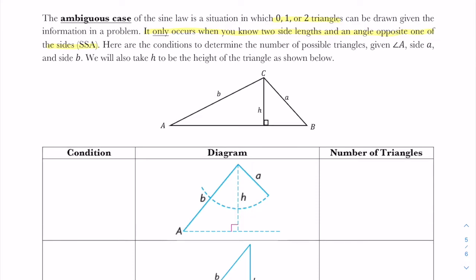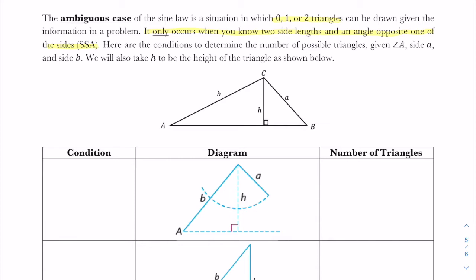Here are the conditions for determining the number of possible triangles, and to do that, we're going to look at the picture below to help us. So we have triangle ABC. Notice that side A is opposite angle A, and side B is opposite angle B. Also notice I drew the height of this triangle, from the base to the top. We're going to use the height to help us determine which case it is, but to do that, we need to get an expression for the height.